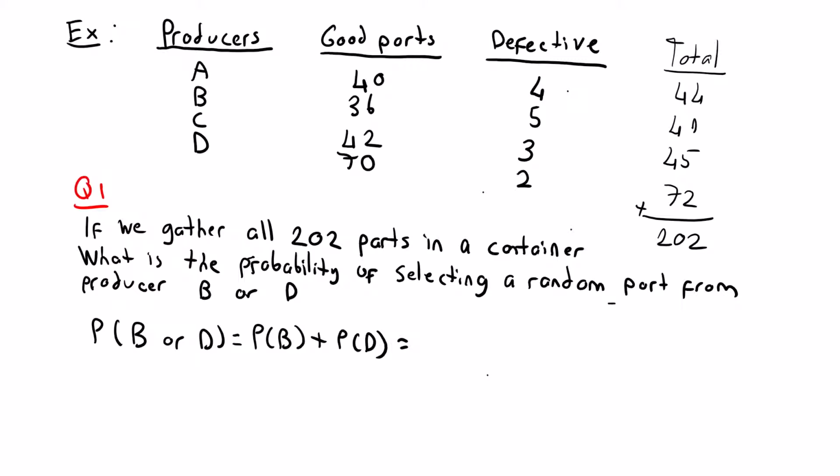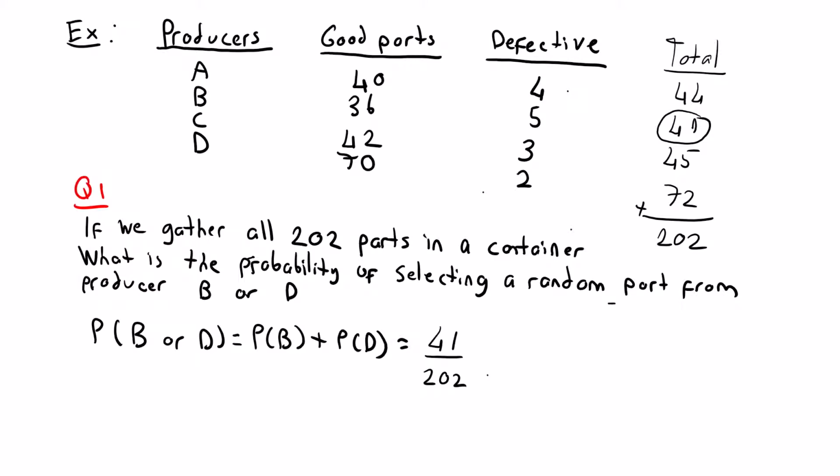So the probability of selecting a random unit from producer B is what? Okay, so again, a random unit means we are not looking for a specific part. We are not looking for the good part. We are not looking for the defective part. We are looking for any part that is produced, or a single unit that's produced by producer B. And that number is 41, right? So 41 divided by 202.